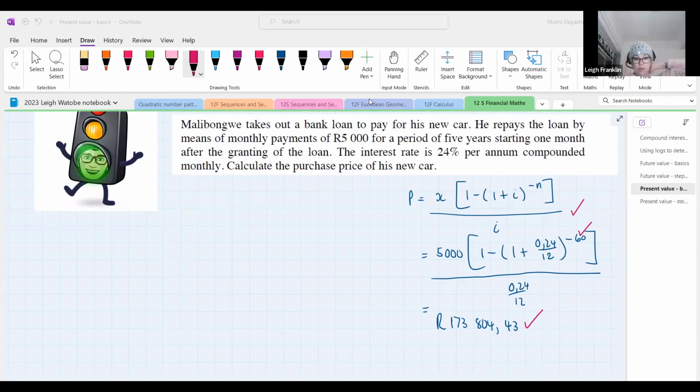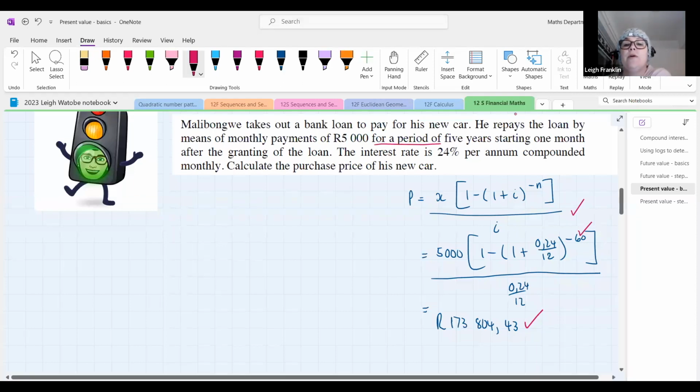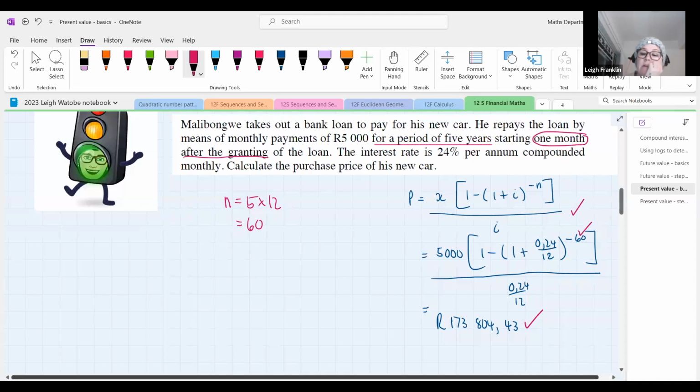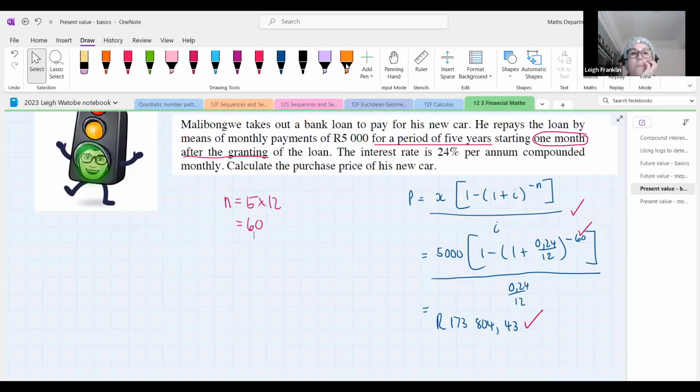All right. Sure, Kamakhelo. So it tells us he repays the loan by means of monthly payments for a period of 5 years. There always has to be a gap of one period after the loan is granted. In other words, the loan is granted, let's say in August, he starts paying in September, because there has to be a gap. And then he will pay from September all the way through to 5 years later. So one payment a month for 5 years. So we're saying N is equal to 5 times 12. So that's why it would be 60 payments. Does that make sense, Kamakhelo? No problem.